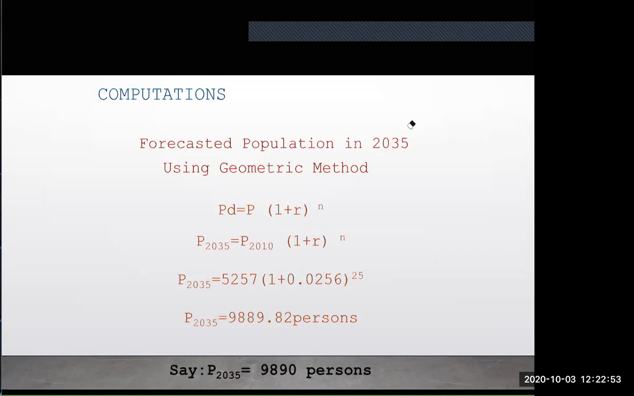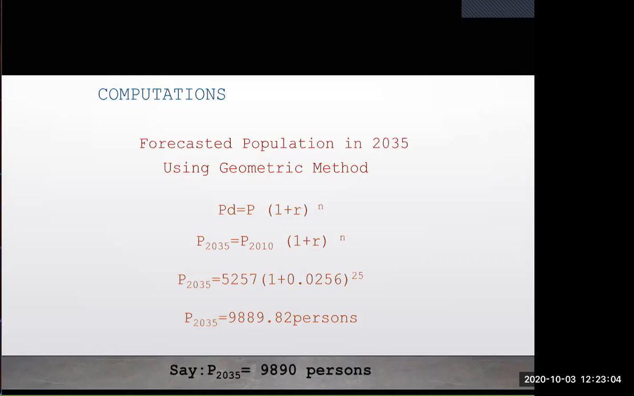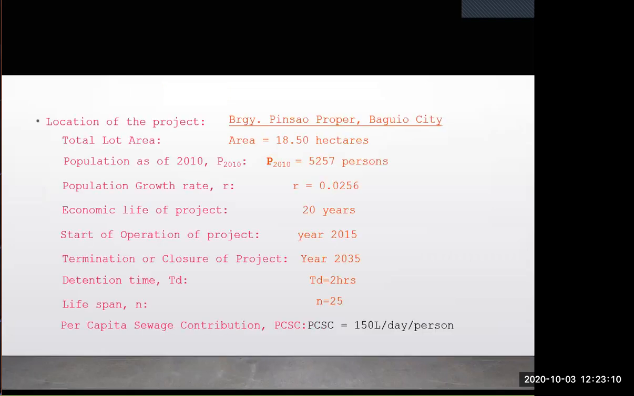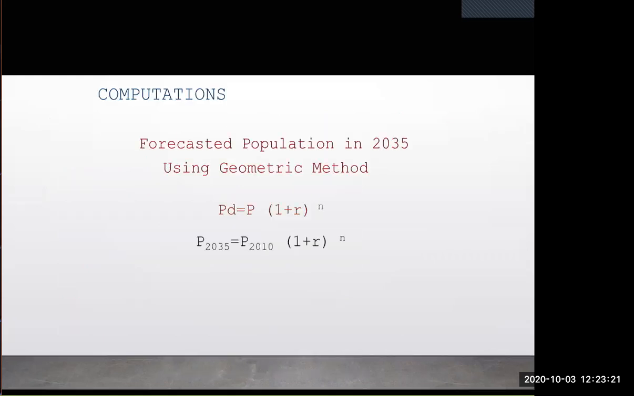Then, wait a moment, class. I'll have to move this one. Okay. Then, by using the per capita contribution of each person, I know the design flow.